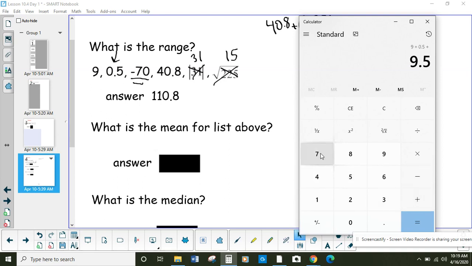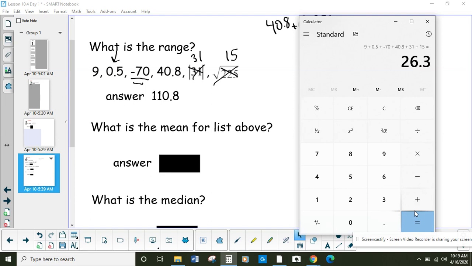in my calculator. I can go 70 and hit the opposite button. And if you know that adding a negative 70 is the same as just subtracting 70, yes, you could have put minus 70 there also. Plus 40 and 8 tenths plus, this means positive 31, plus this means 15. The sum of all those is 26 and 3 tenths.